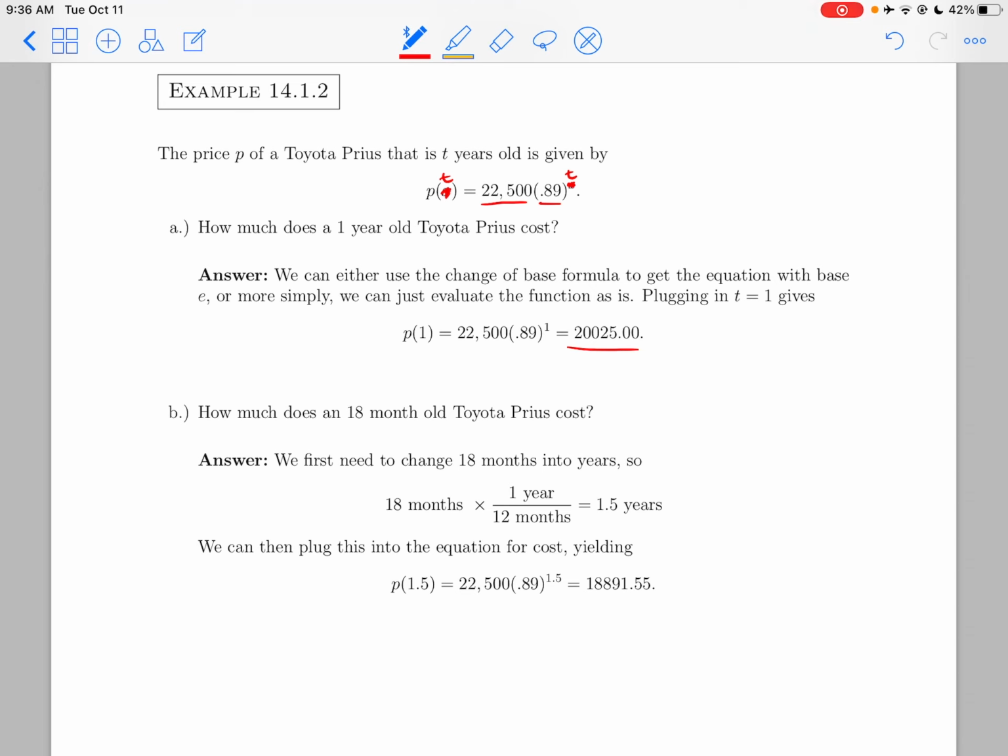Okay, the next one says, how much does an 18-month-old Toyota Prius cost? Again, be very careful when you do this. Remember, t is in years, so 18 months is 1.5 years, so we plug in t is 1.5 and we get $18,891.55. Again, the older the car gets, the less it's worth. So this makes sense with the real world problem as well as with the function. So please keep that in mind when you do these.